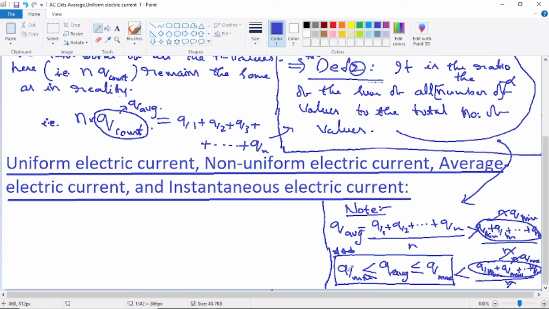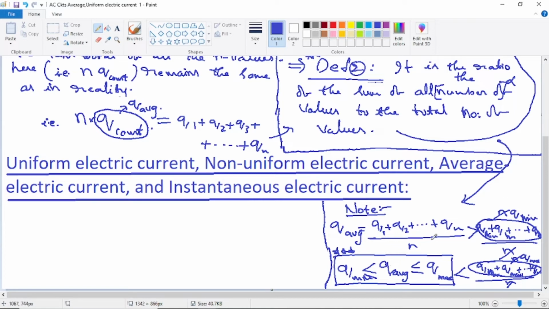Strictly, the inequality symbol only should be used, but in special cases it can become equal to both the minimum and maximum also. That is when all the values are exactly equal to each other. So this is taken as a general result. Whatever things we are seeing here are simple, nowhere any complication is there. So that's the thing about average.